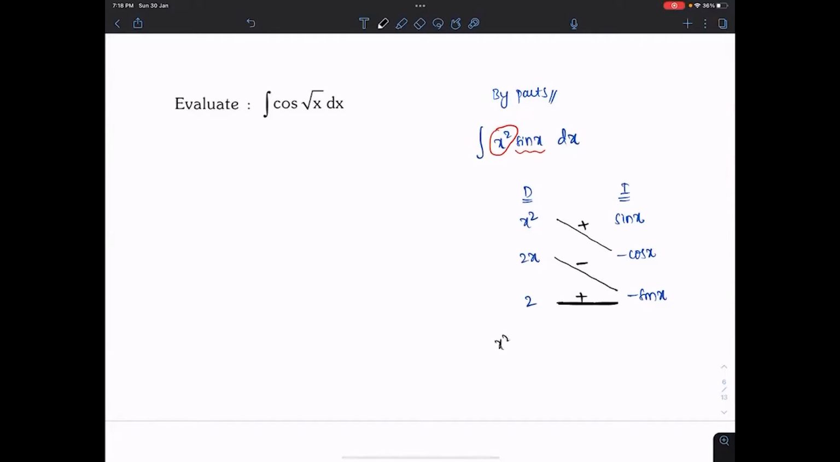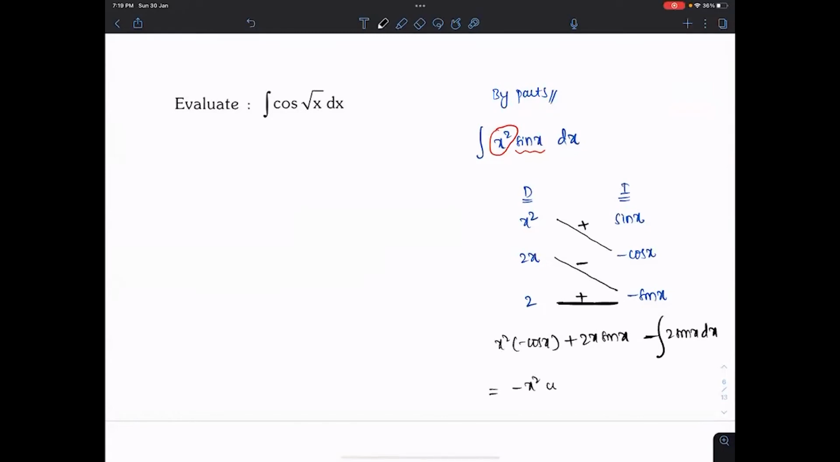So x square into minus cos x. And here minus is there: minus of 2x into minus sin x, it will be plus 2x sin x. And finally the horizontal line: you multiply them, you will get minus 2 sin x. But last step, you integrate that final line, whichever is there. That's all. That is only your by parts rule.